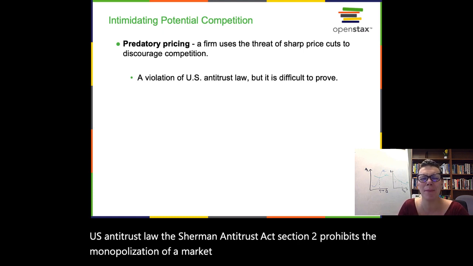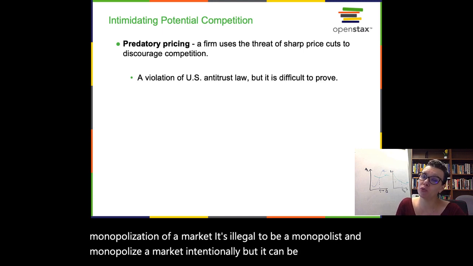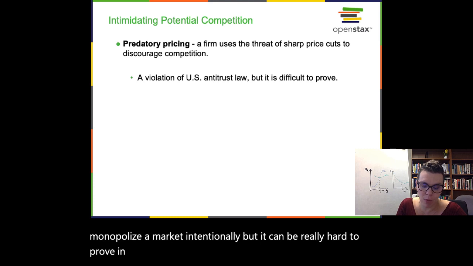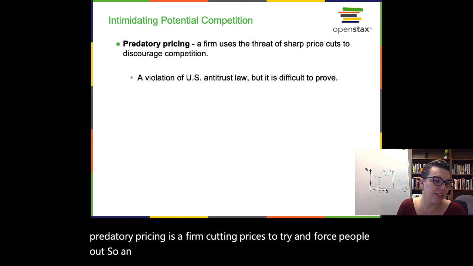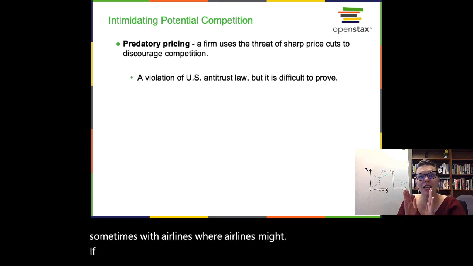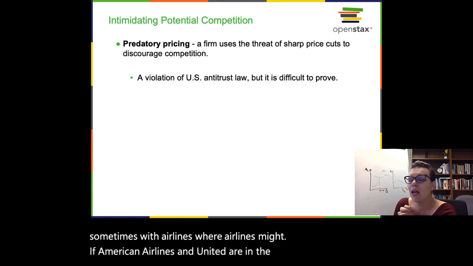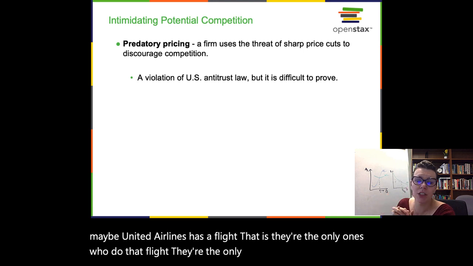It's illegal to be a monopolist and monopolize a market intentionally, but it can be really hard to prove in courts. What we would see in a situation with predatory pricing is a firm cutting prices to try and force people out. An example of a case study of this, we see it sometimes with airlines. If American Airlines and United are in the same marketplace, maybe United Airlines has a flight where they're the only ones who do that flight. They're the only ones who fly from Tulsa to San Antonio or someplace probably more rural.